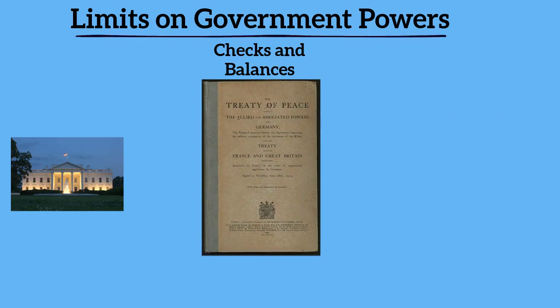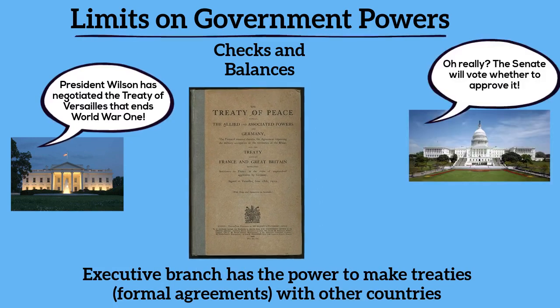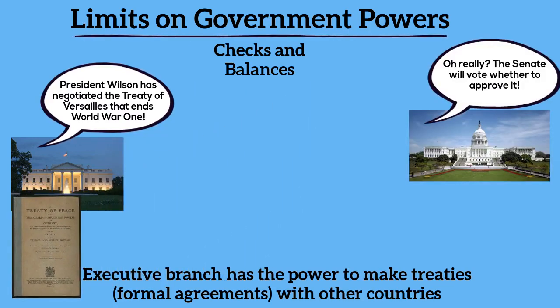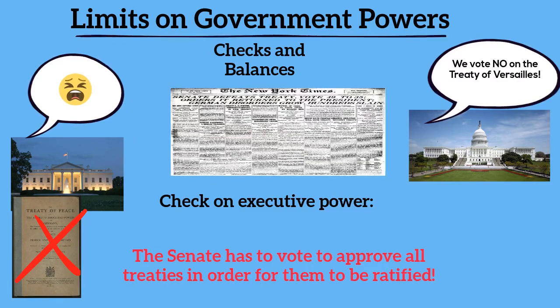Another power of the presidency, or the executive branch, is that it has the power to make treaties or formal agreements with other countries. And that's a pretty good power to have too, isn't it? Being able to make agreements with other countries. But as a check on this power, the legislative branch, specifically the Senate, has to actually approve the treaty for ratification. If they don't approve it, it doesn't happen.